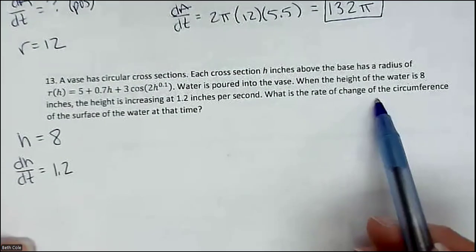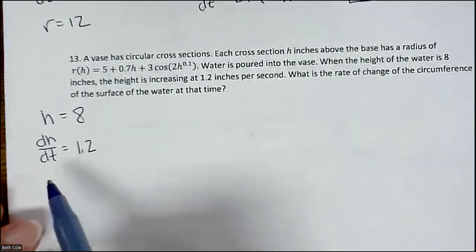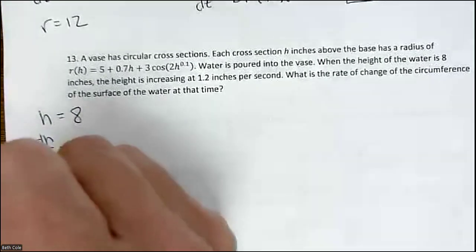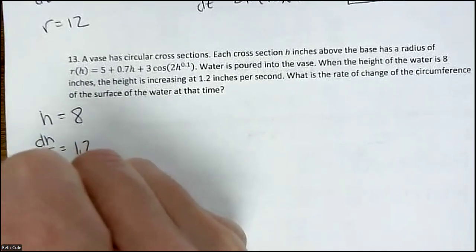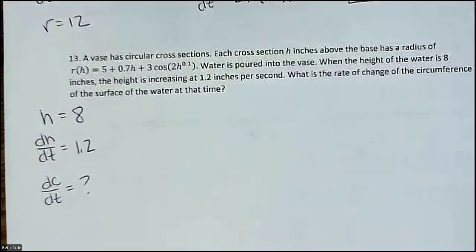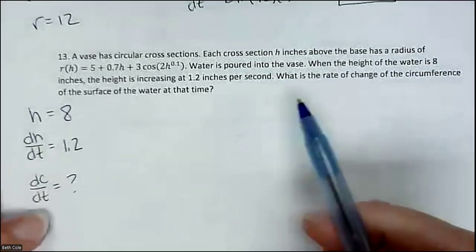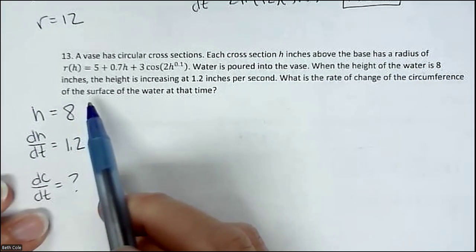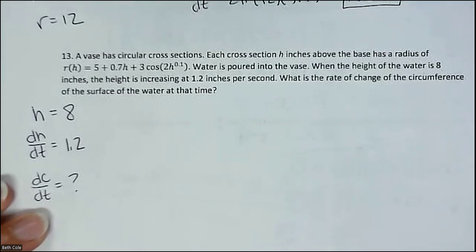What is the rate of change of the circumference? So how would I write my question mark value? dC/dt is your question mark value. Now you actually can't figure out if that's positive or negative. You have no way of knowing because a vase could start out wide and then get skinnier. Do you know what I'm talking about? We don't know if it's positive or negative. We're just going to have to trust our answer. Okay. That's all we got.